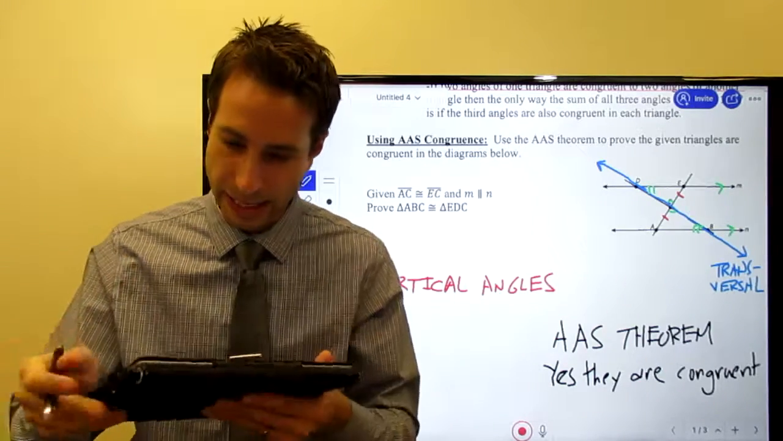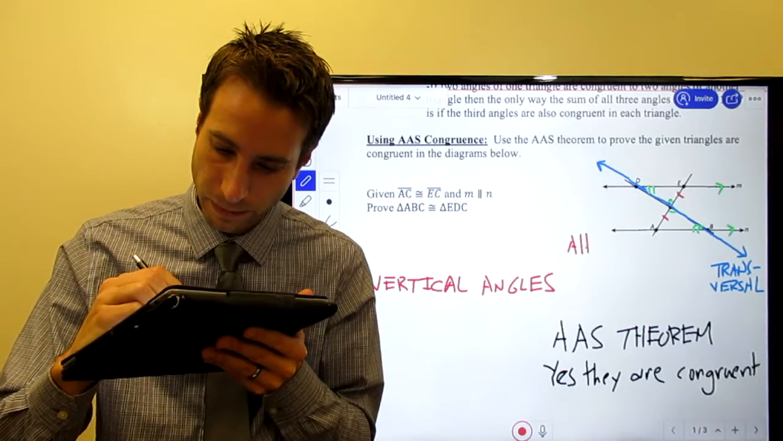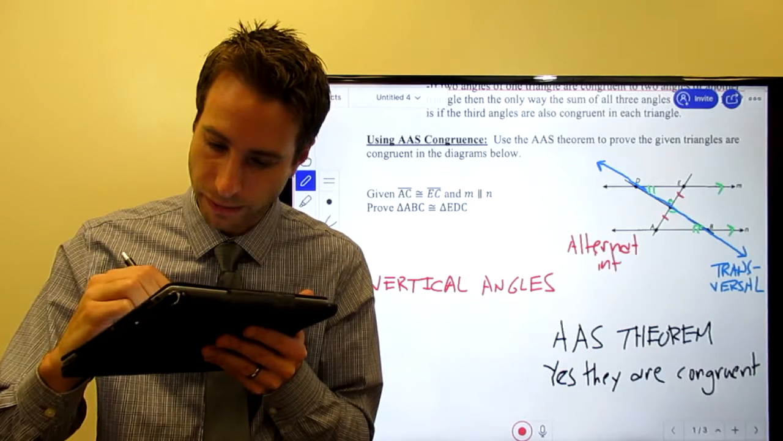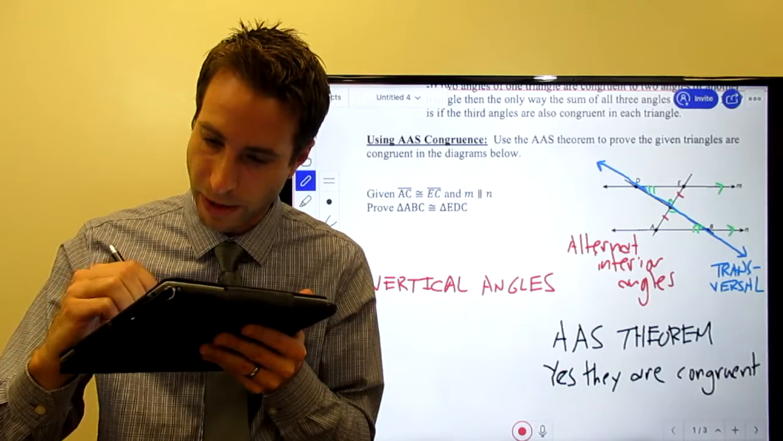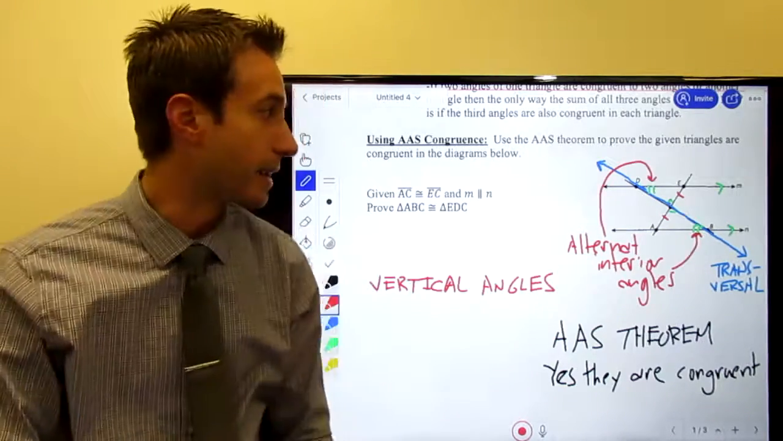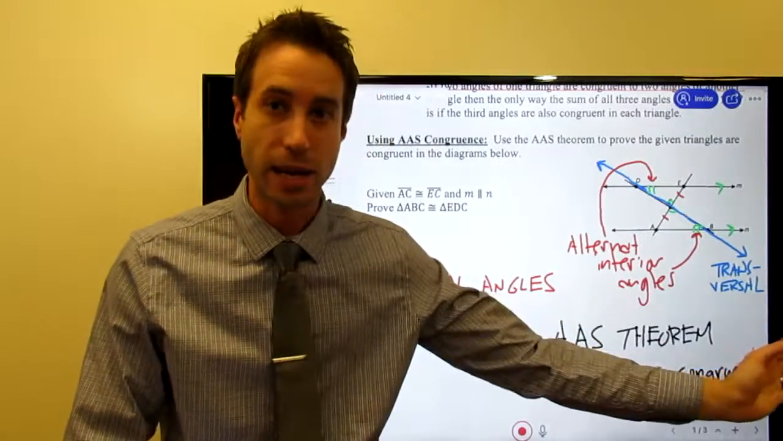In fact, let me write that down here real quick for you guys. Alternate interior angles, just to help you see it a little bit better. This guy right here and this guy right here, right? Those are alternate interior angles because I have parallel lines and a transversal.